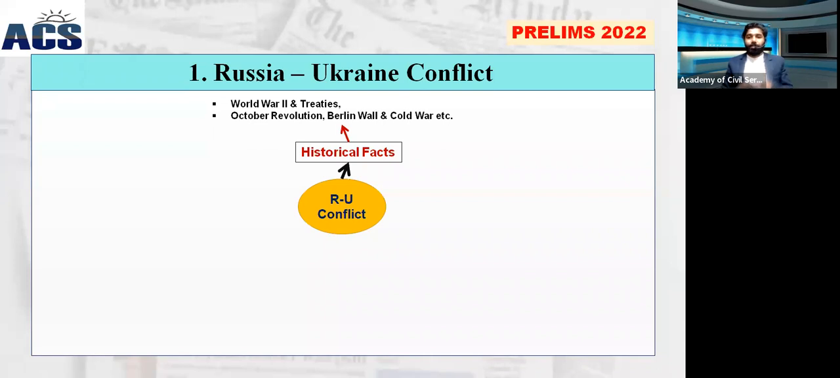Then the Berlin Wall as well as the Cold War. After World War II, we have seen the Cold War era, where the US was on one side and the USSR, the Soviet Union, on the other side. And the Berlin Wall was the symbol of the Cold War at that time. That's why these are facts that we need to refer to for our prelims 2022.